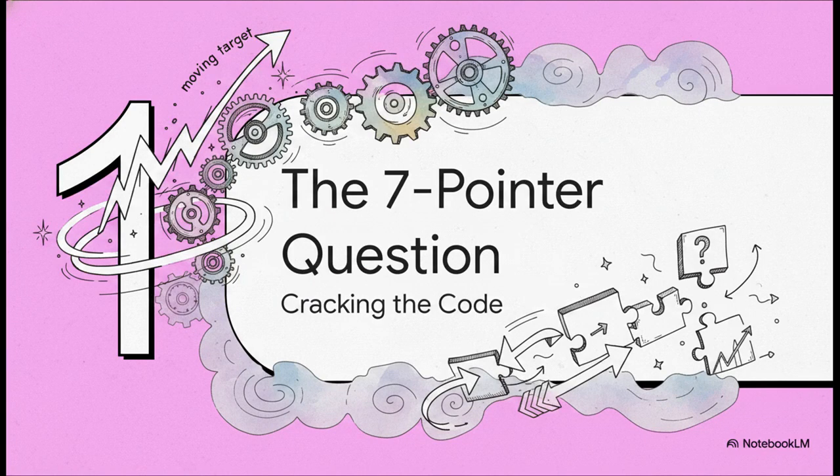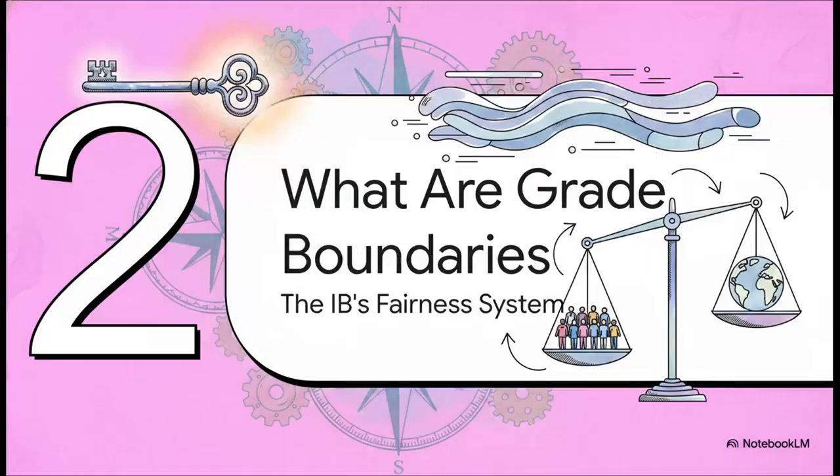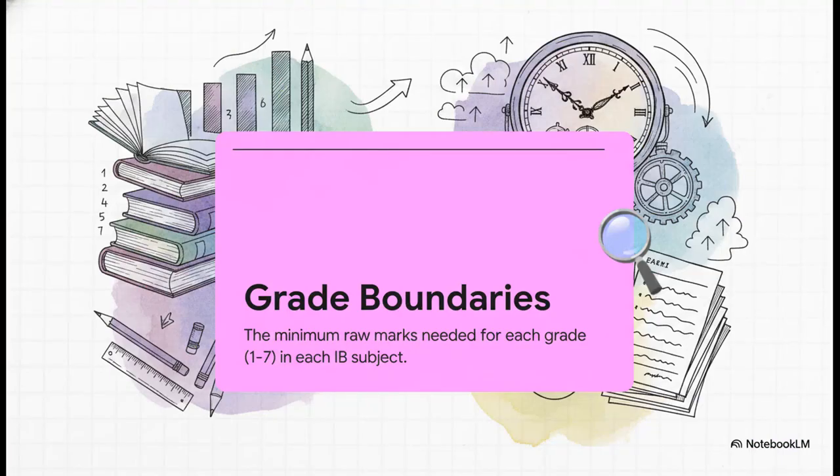Okay, first things first, we're cracking the code on that top score. Because that magic number for a 7, well, it isn't some fixed target you have to hit. It's actually a moving target, and we're about to see why. And the reason it moves all comes down to this core concept: grade boundaries. You've heard the term, but what does it really mean? Think of it as the IB's secret sauce for making the whole system fair, no matter which year you take your exams.